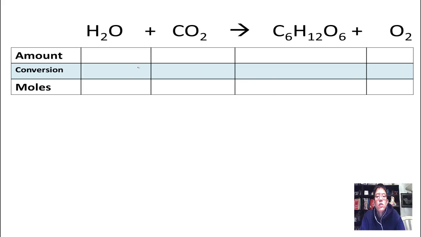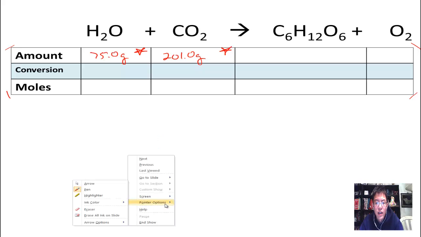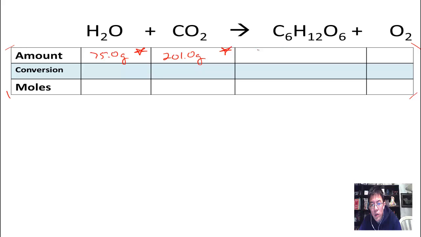All right, so let's think about this problem. I already set up this mole table here, the Batarian box as we call it, to help guide us along. So let's see what we know. We know we have 75.0 grams of H2O. We know we have 201.0 grams of CO2, and these are my starting points here. So I know I have both of those, and I'm trying to figure out how much glucose I can produce.